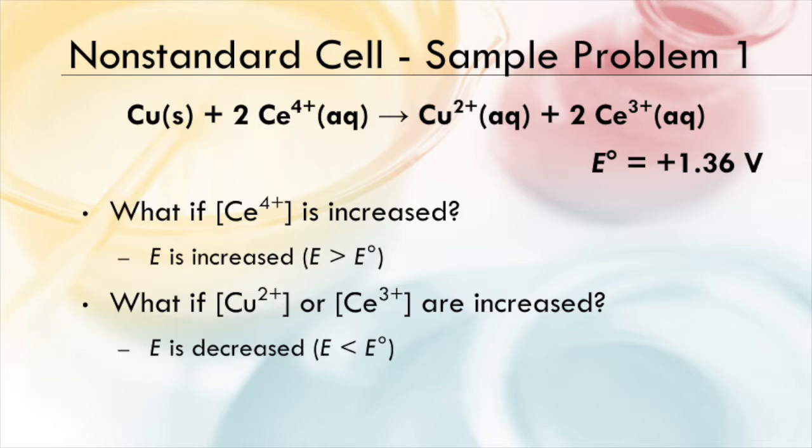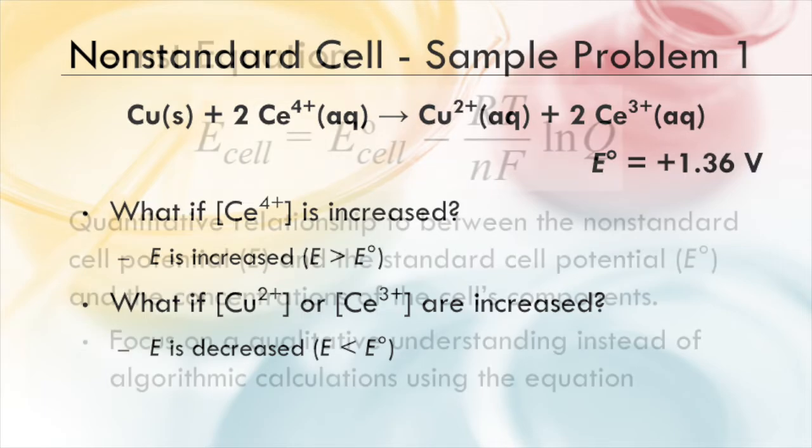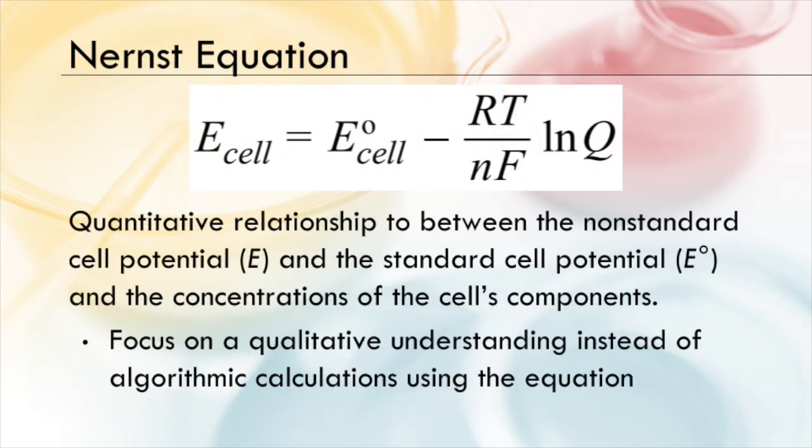That was primarily a qualitative treatment of non-standard cell potentials, but we can also get quantitative. The Nernst equation governs the relationship between cell potential, E, and the standard cell potential, E naught, in terms of the concentration of the cell's components.